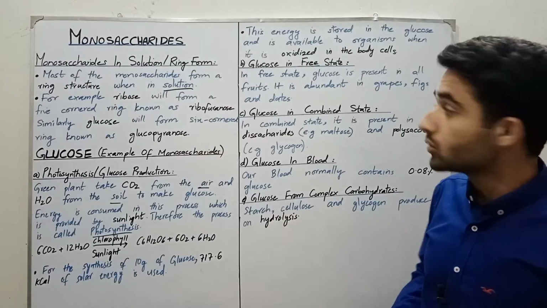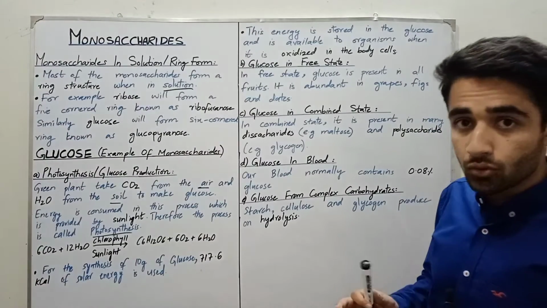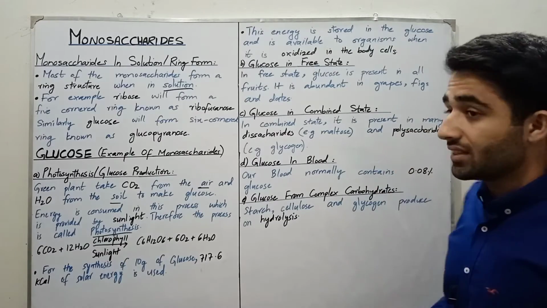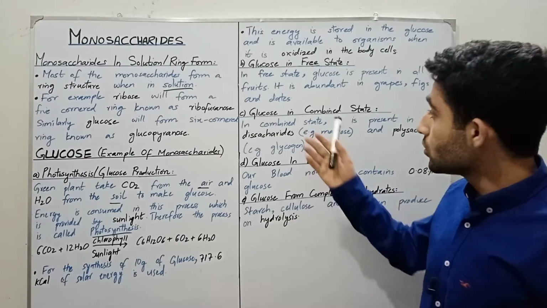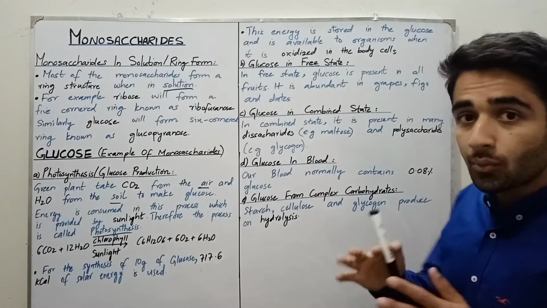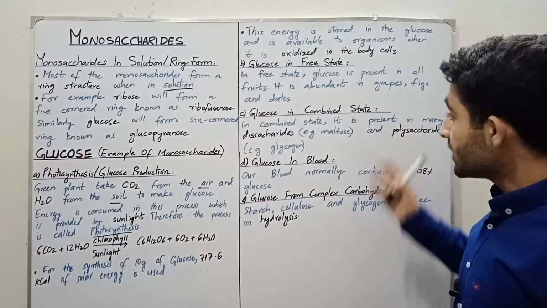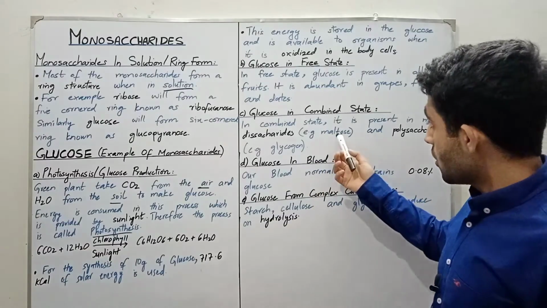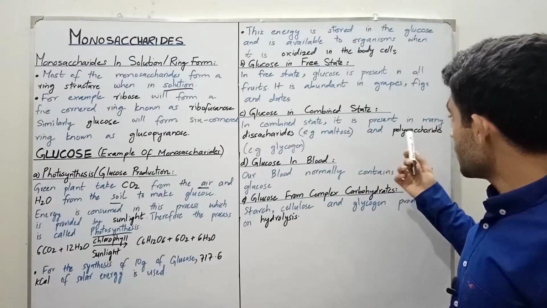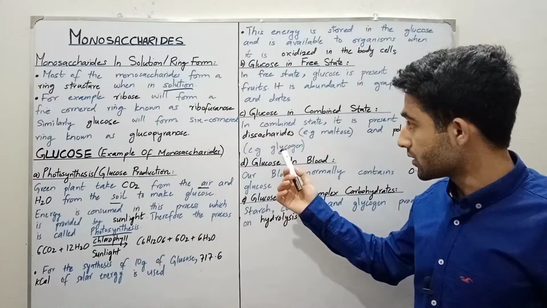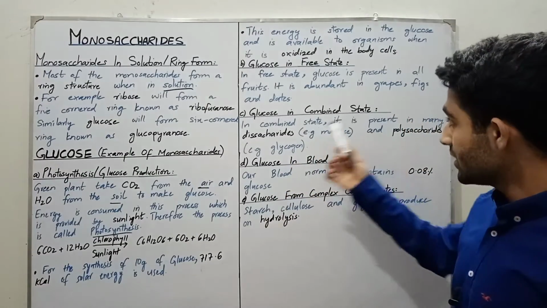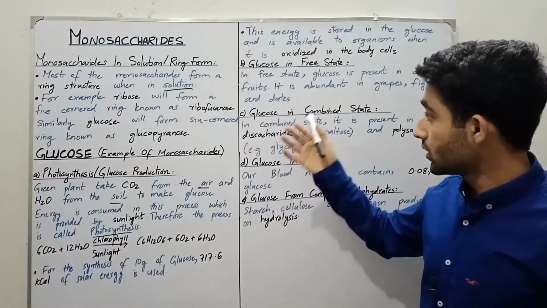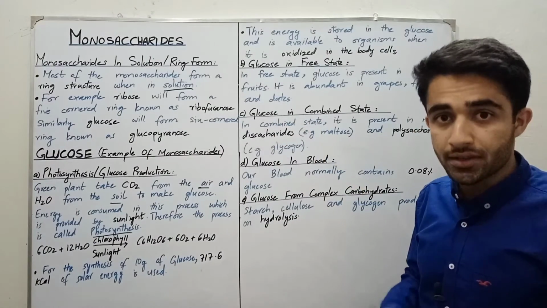The next point is glucose in the free state. In a free state, glucose is present in all fruits, and it is abundant in grapes, figs and dates. The next point is glucose in the combined state. In the combined state, it is present in many disaccharides, for example maltose, and polysaccharides, for example glycogen. In this type of carbohydrates, glucose is present in a combined state.